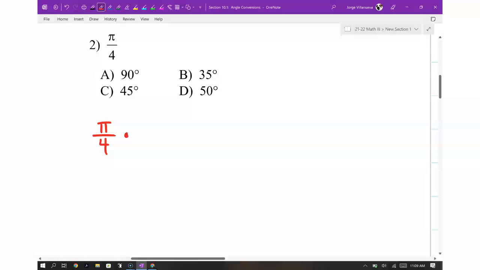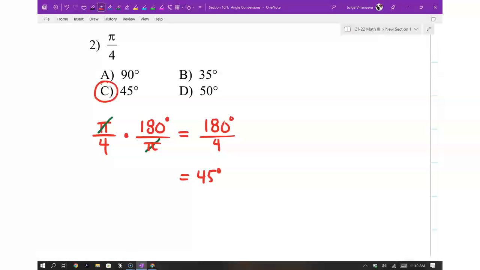Okay, in order to make a radian into a degree, you multiply by 180 degrees over pi. So you're going to multiply by 180 over pi. Now, the pi's will cancel. So all you have left is 180 degrees divided by 4, which is 45 degrees. And there you go. We just converted a radian into a degree.